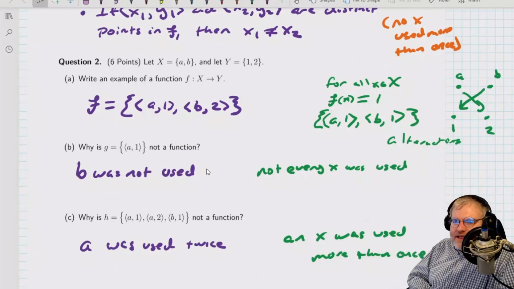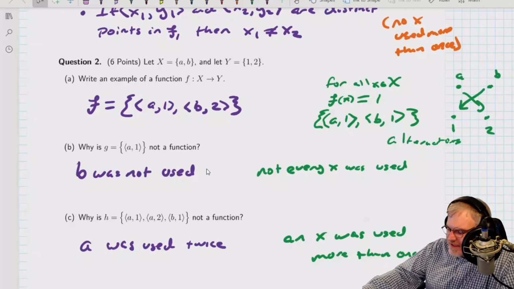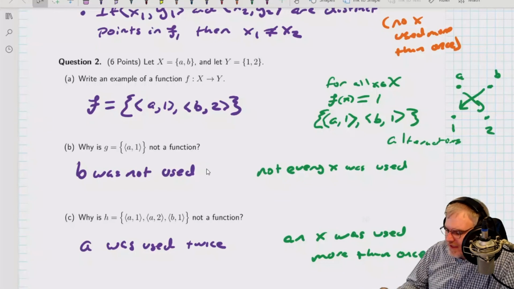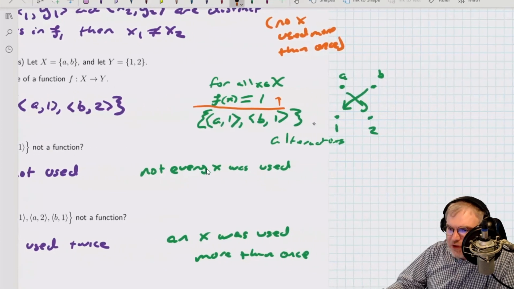So, question 2. Write an example of a function f from X to Y. I picked a maps to 1, b maps to 2. The green are alternatives that are for full credit. So you could have said for all x in X, f of x equals 1, which would have given you the points (a, 1), (b, 1). You could have just put this part alone. This was acceptable. This was acceptable. A maps to 2, B maps to 1.